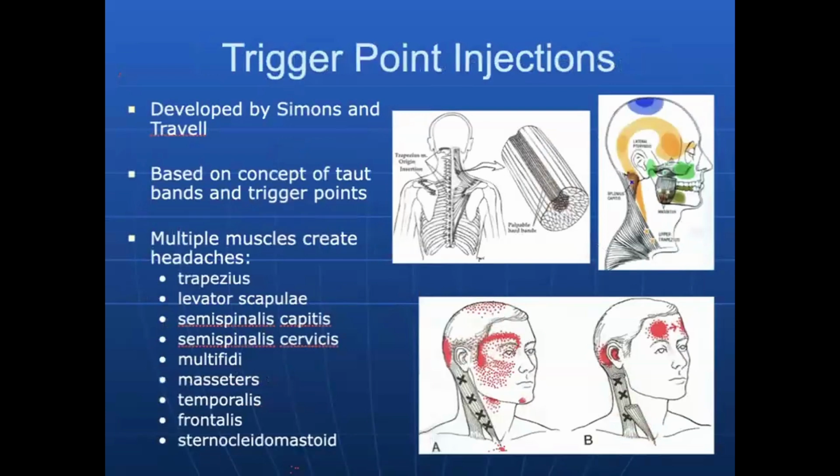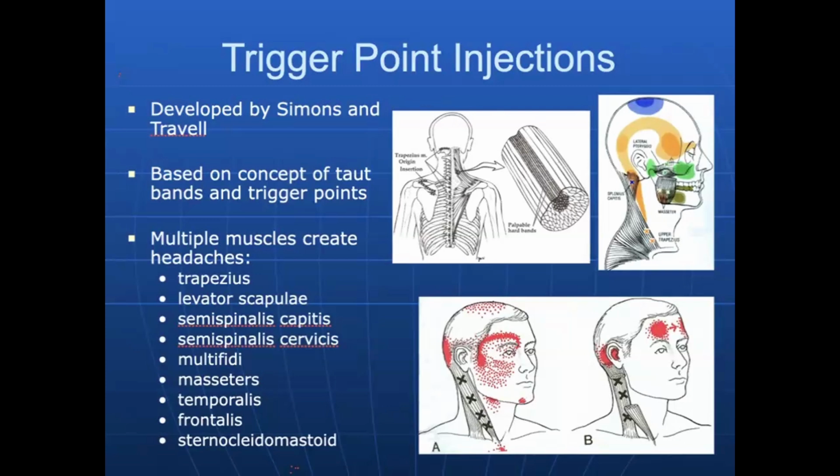Then you have your trigger point injections. That's where you're actually injecting something into those muscles. This was a technique developed by Simons and Travell. There's big books based on it. It's based on this concept that people have distinct trigger points. Now, if you've ever heard somebody saying, oh man, my neck is so tight, I have these knots in my neck, those are trigger points. Trigger points are these distinct bands of muscles that when you push on them seem to cause this referred pain.